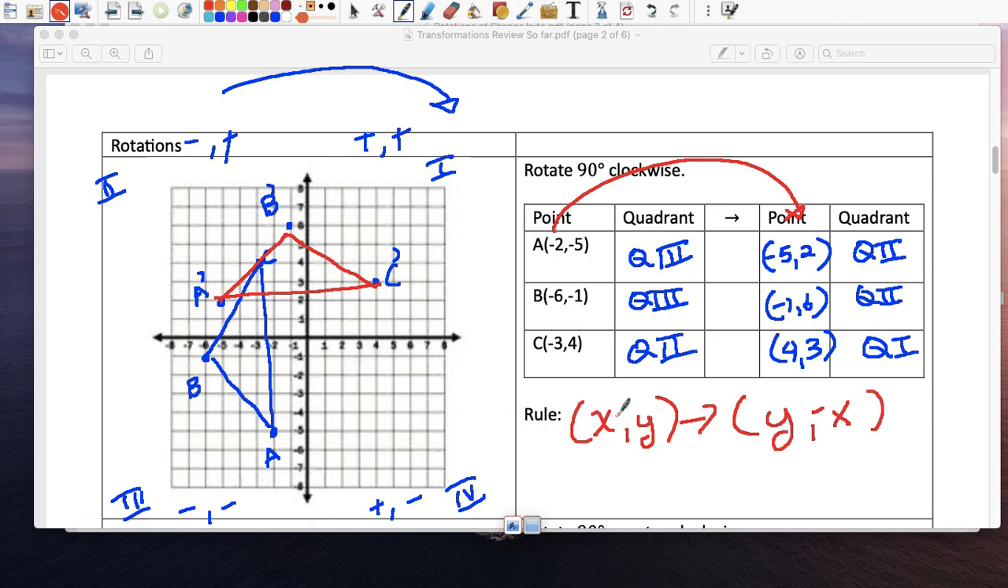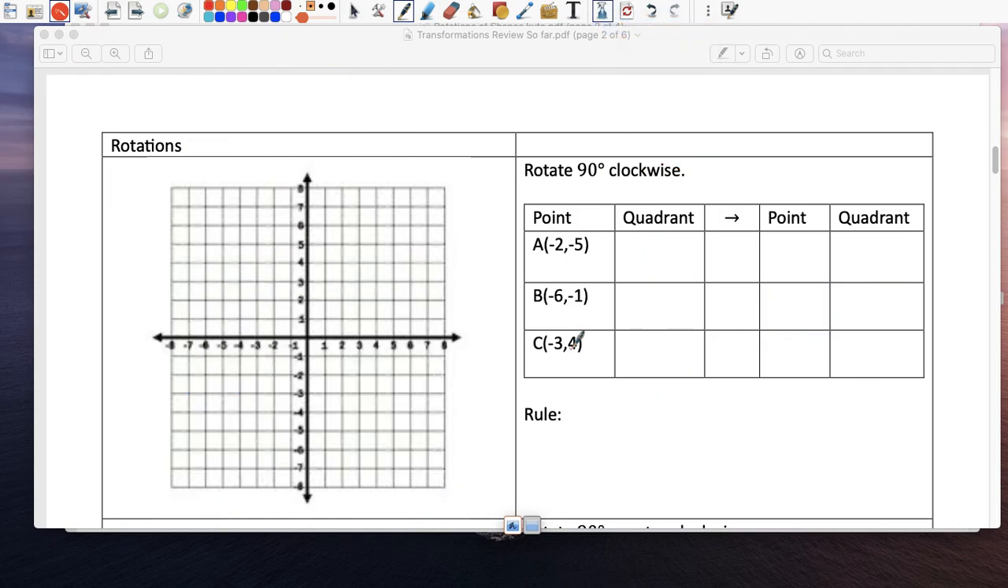So x was negative 2 to begin with, and if we negate that, do the opposite, it becomes positive 2. And then negative 5, which was the y, came to the front, and it stays as it is. So they switch positions, and x switches signs. That's it. That's the rule for rotation of 90 degrees clockwise.